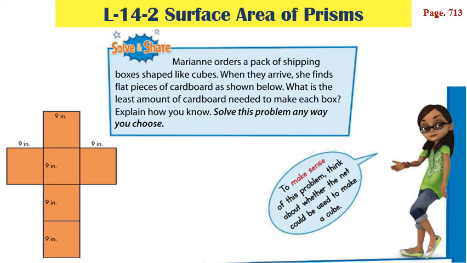Alright my dear students, now we are properly on our lesson. Now, we have a question here, for which you should find the answer and share your answer with me. Our question is: Marianne orders a pack of shipping boxes shaped like cubes. When they arrive, she finds flat pieces of cardboard. What is the least amount of cardboard needed to make each box? Explain how you know. Solve this problem any way you choose.